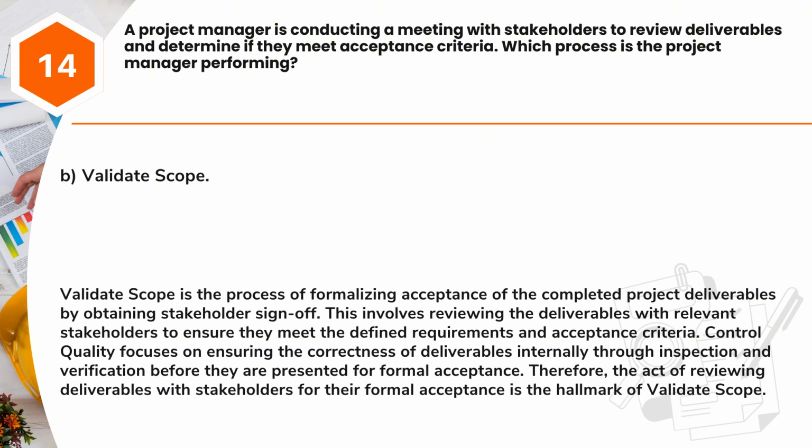Answer: B. Validate scope. Validate scope is the process of formalizing acceptance of the completed project deliverables by obtaining stakeholder sign-off. This involves reviewing the deliverables with relevant stakeholders to ensure they meet the defined requirements and acceptance criteria. Control quality focuses on ensuring the correctness of deliverables internally through inspection and verification before they are presented for formal acceptance. Therefore, the act of reviewing deliverables with stakeholders for their formal acceptance is the hallmark of validate scope.